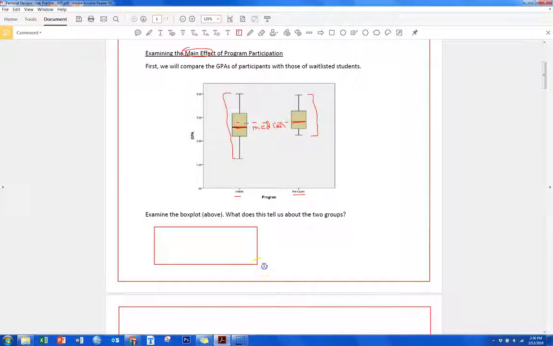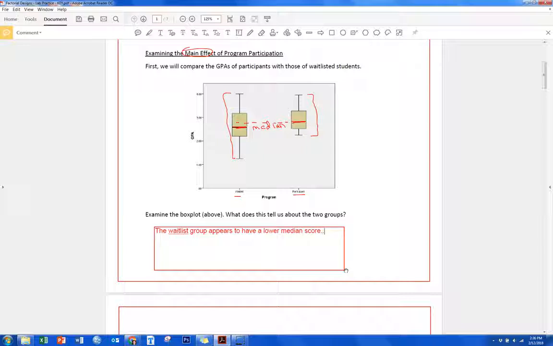So let's go ahead and make a note of these observations right here. The waitlist group appears to have a lower median score, there is more variability in the waitlist group, and the range of the waitlist group extends lower than the participant group.